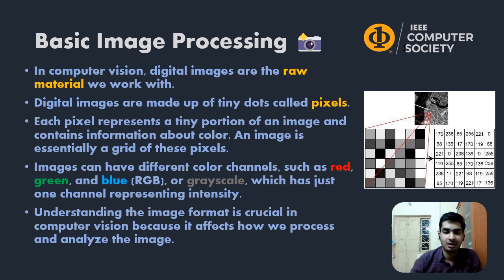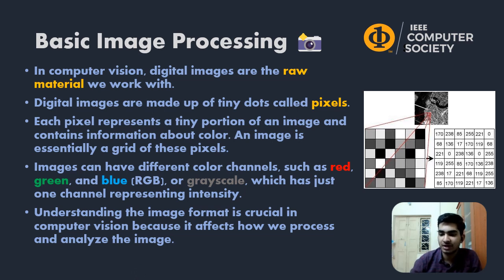So now we will learn something about basic image processing. In computer vision, the raw material is the digital images. We are going to work with images. The digital images are made up of tiny dots called pixels. Each pixel represents a tiny portion of an image and contains information about the color. An image is essentially a grid of these pixels. So you can see in this image that it consists of different values. These values are called the pixels.